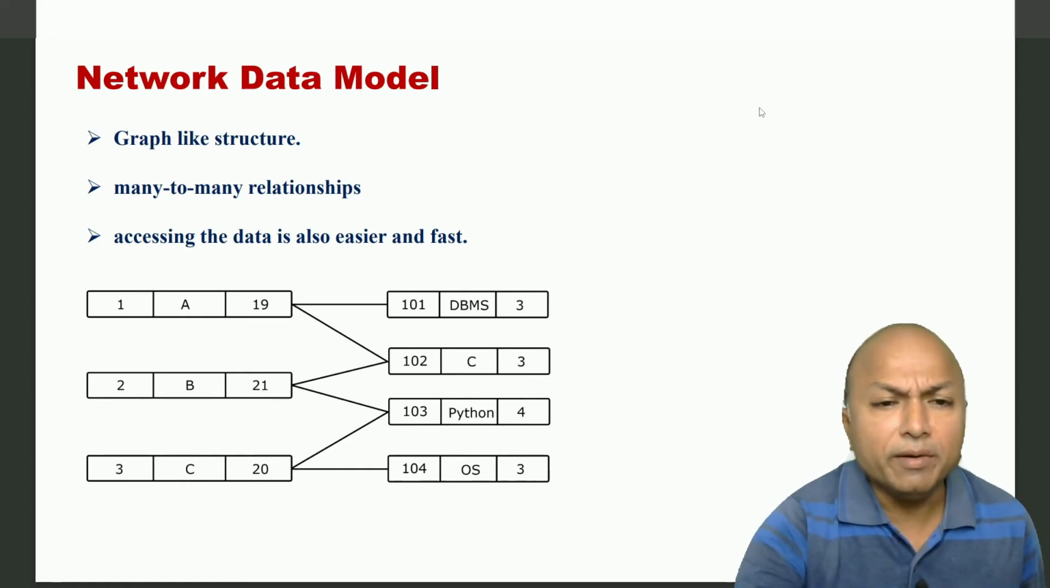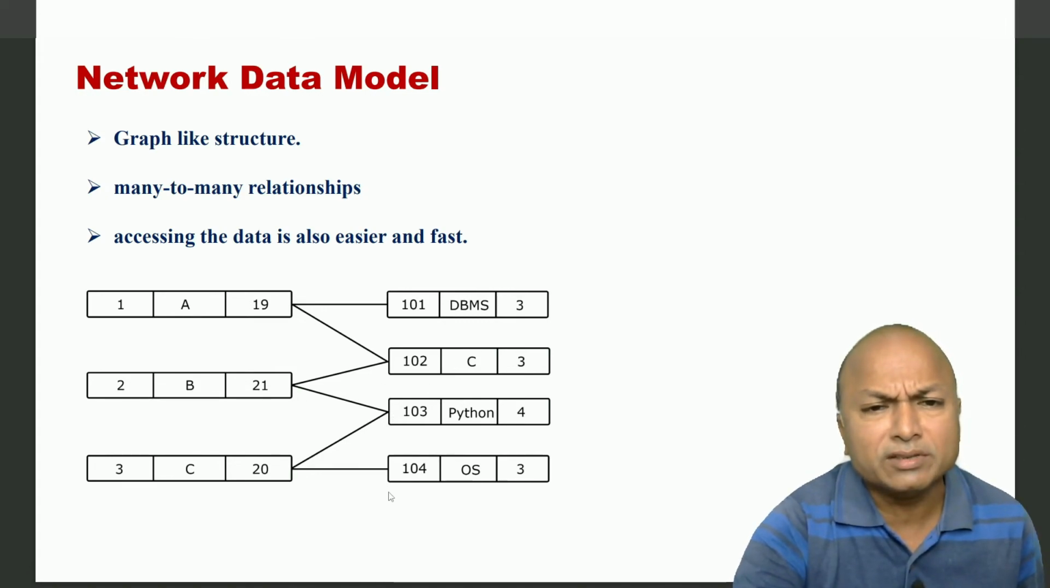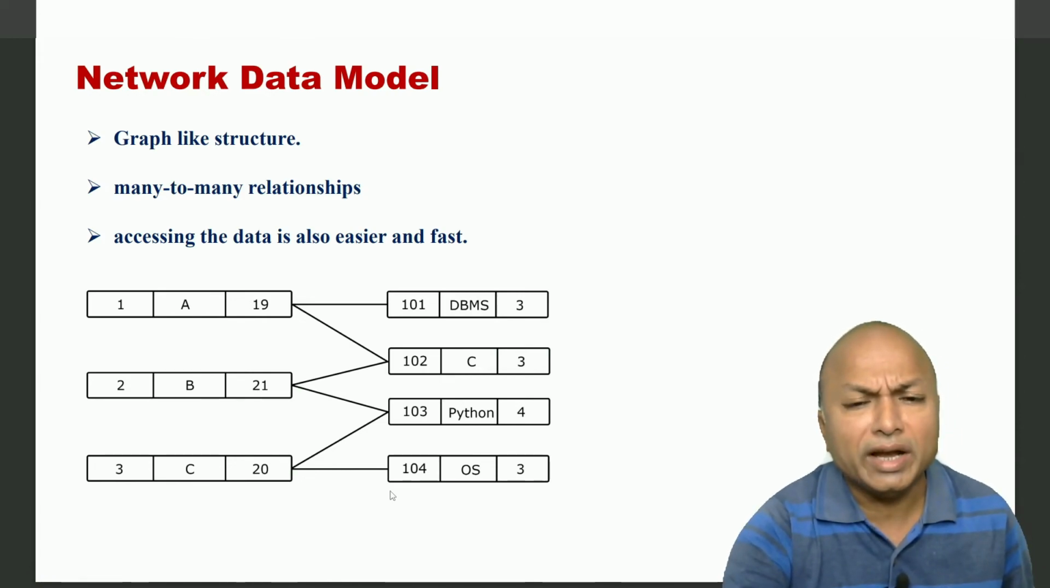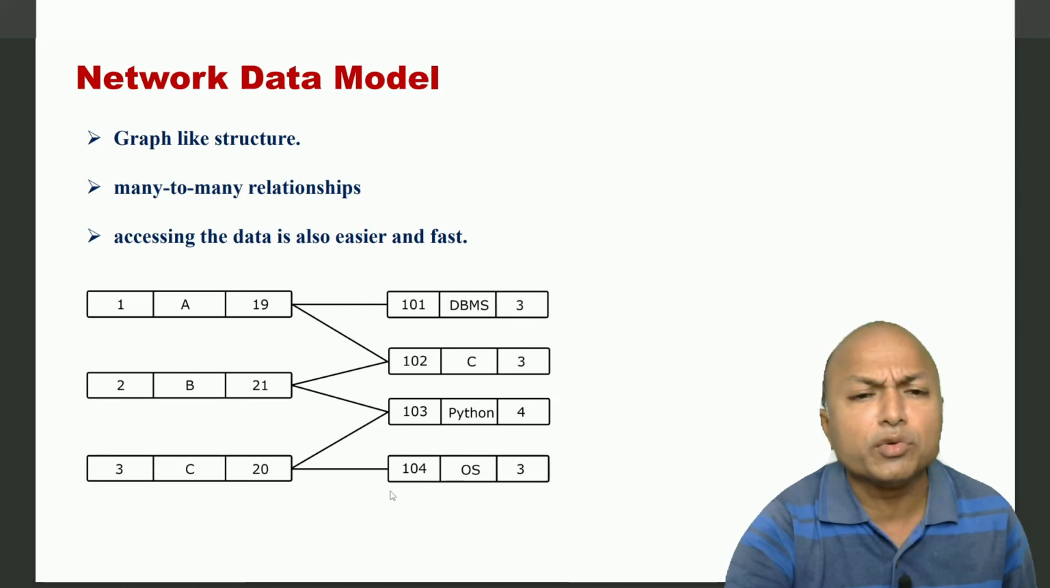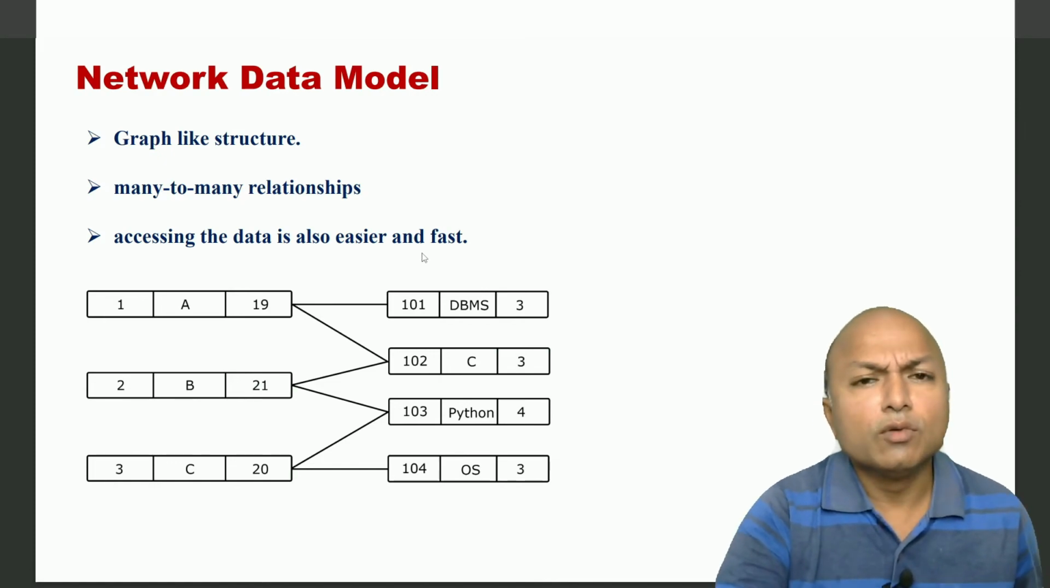If you start here, you can go to here, and you can come here, and here. That means in this network you can go in any way. You have many paths, so that you can go from one location to any location. So accessing of the data is very easy and fast. That is the advantage of the network model, which we were using widely before the relational model.